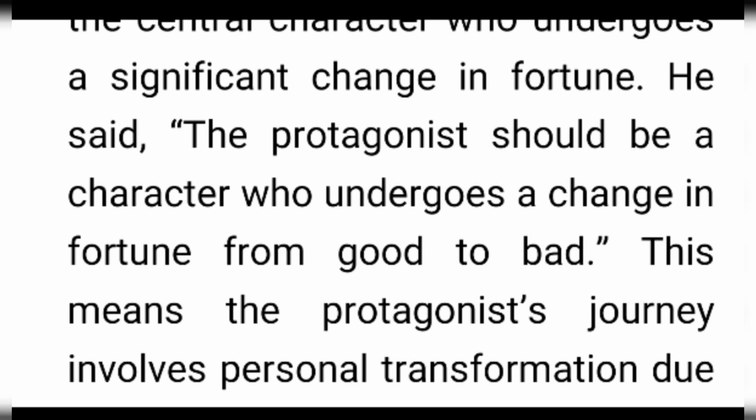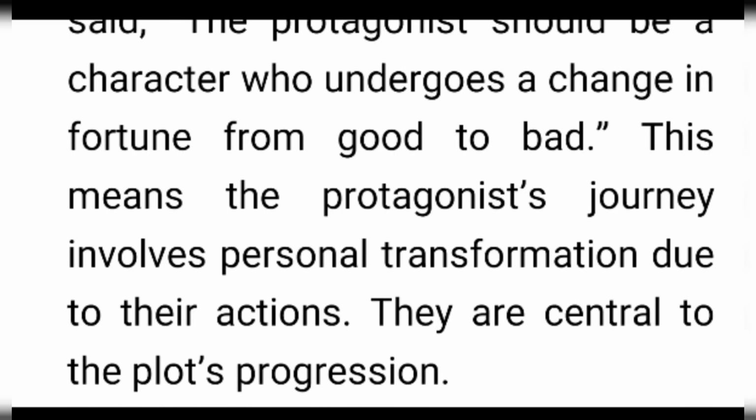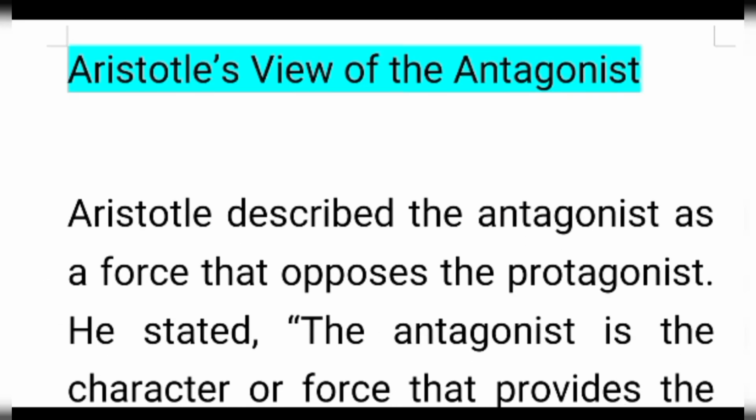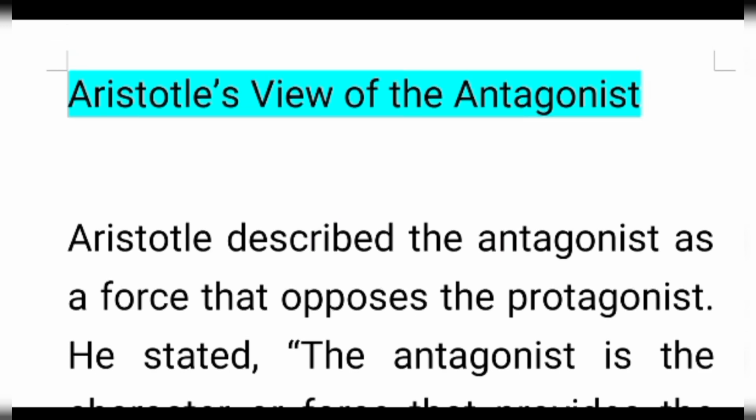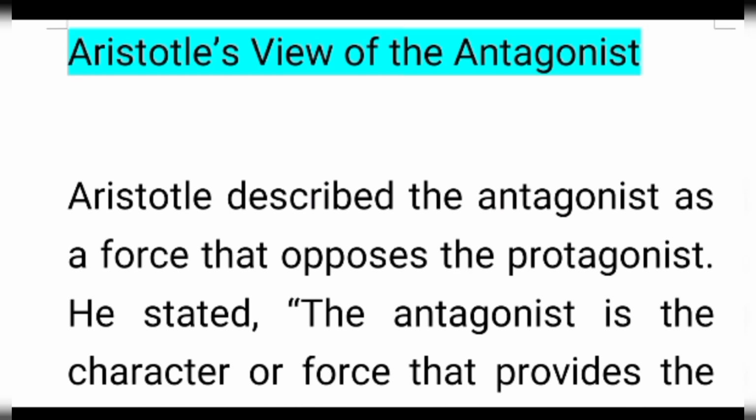Actually, according to Aristotle, the protagonist is the character who moves from good to bad, meaning the condition of the person is always good. He is struggling to achieve the good, the goal, but if he is going towards the bad for the achievement of that goal, and again he or she is working to achieve that goal, that is called the protagonist according to Aristotle. And what Aristotle says about the antagonist, we are going to discuss now.